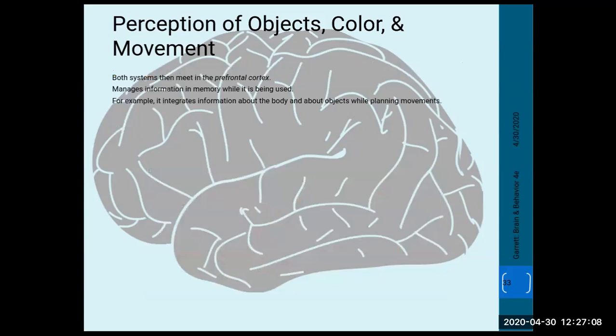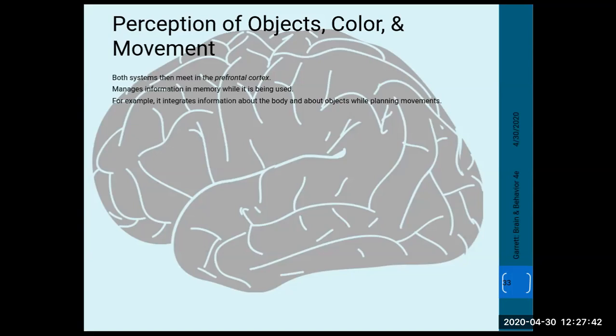So again, whether it's the ventral stream or the dorsal stream, they both take different pathways through the brain, but they meet up in the same area, the prefrontal cortex, which again is responsible for putting all of the information together from the five senses and being able to understand and compare it to memories and things like that to know what to do with that. That's our perception of it. So it manages information in our memory while it's being used. We're going to come back to this concept of working memory in chapter 12.